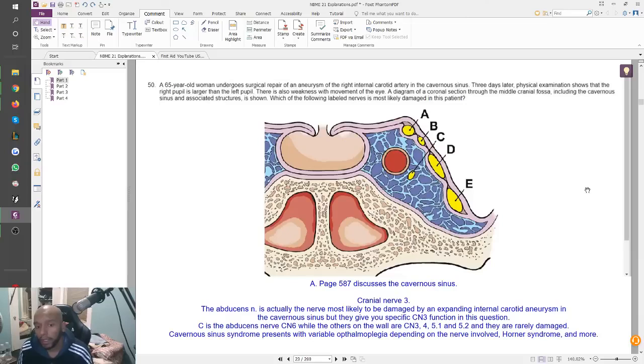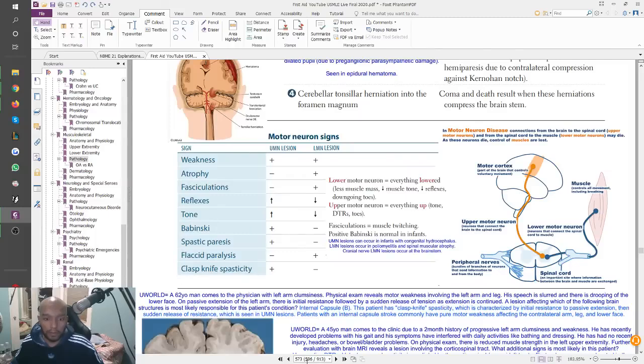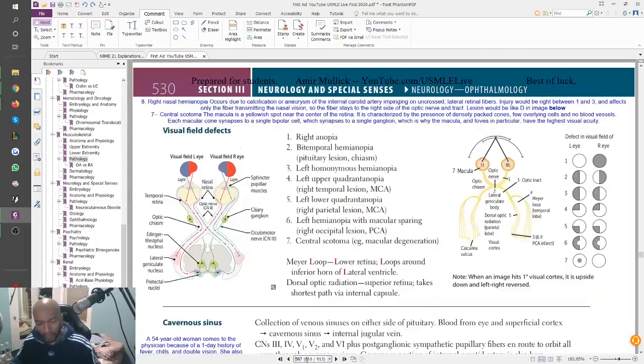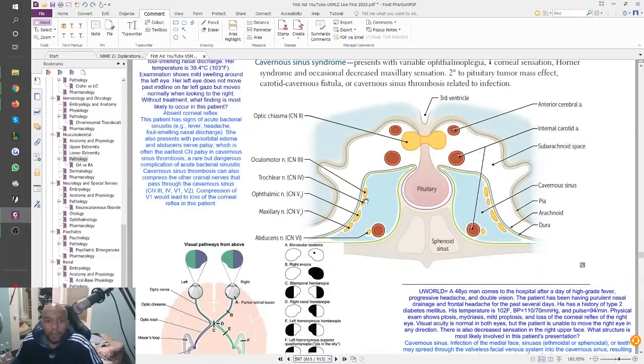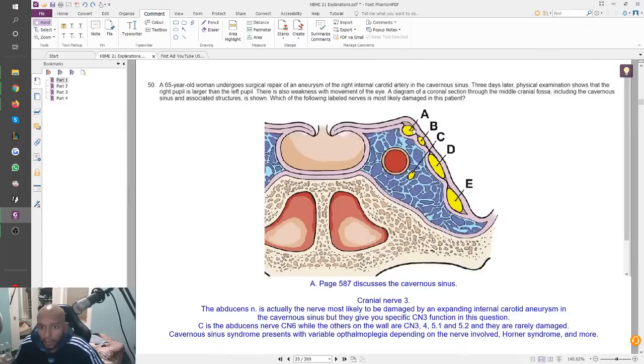Now, here the answer was A. Page 587 discusses it, and let's figure out what's happening. So page 587, with the eye-related stuff, cavernous sinus right here. So you have your oculomotor nerve, trochlear, and you should be able to do that immediately. So 3, 4, V1, V2, and then over here, this is your 6. And when you see this picture, you should have been able to say 3, 4, V1, V2, 6. Okay, you have to remember that.